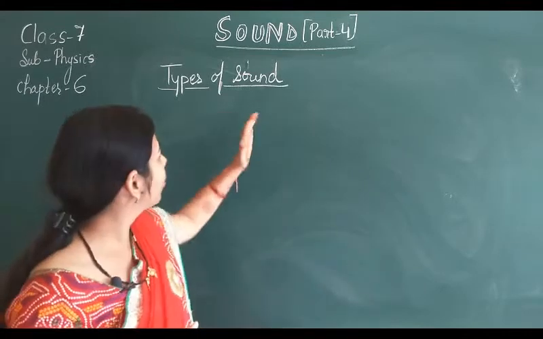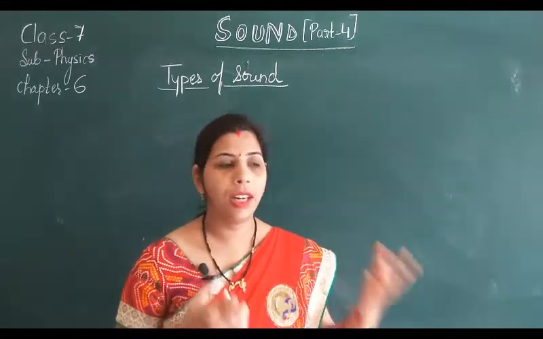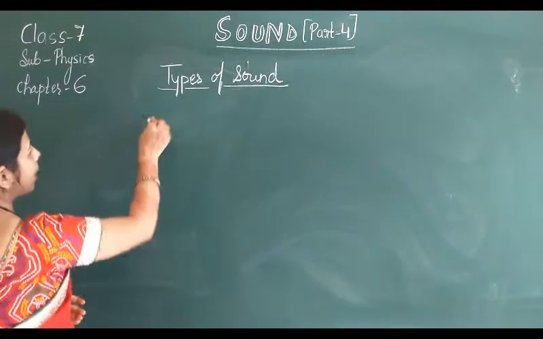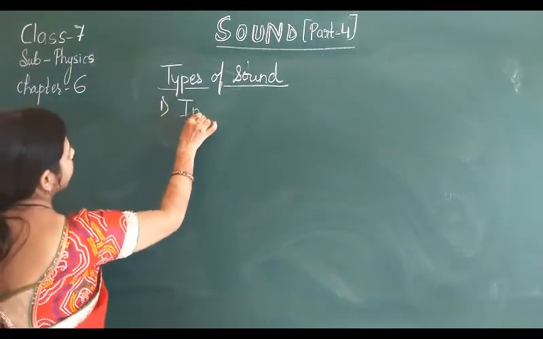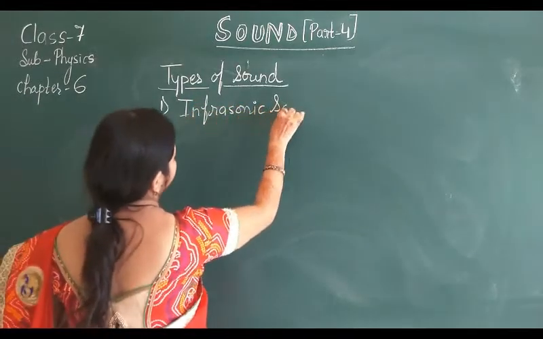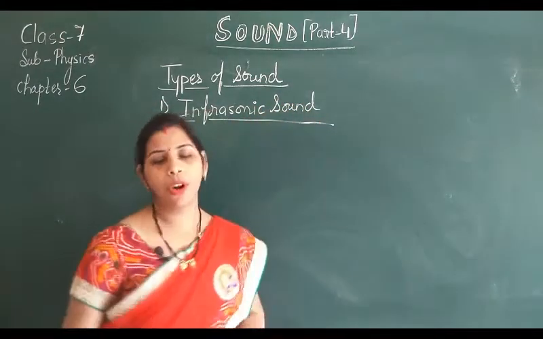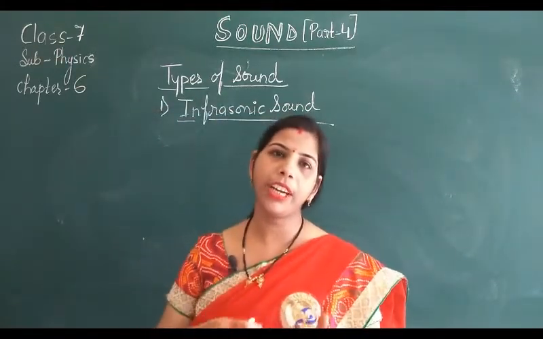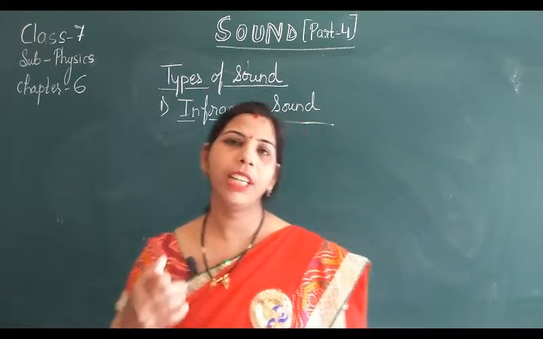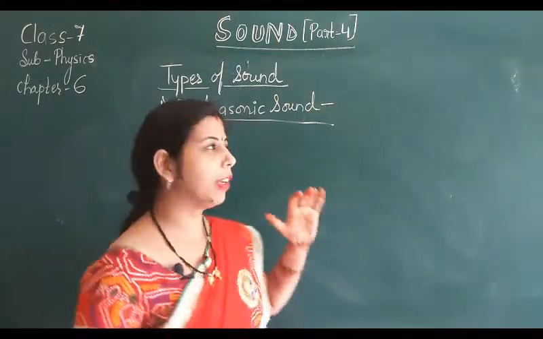But here we are going to discuss the different types of sound, in which some sounds we are not going to detect, and some sounds we are going to detect. So related to this, the first type of sound is infrasonic sound. This type of sound is mostly used by animals to communicate with each other. The elephant and a number of wild animals communicate with each other with infrasonic sound, and we cannot detect the range of this sound.